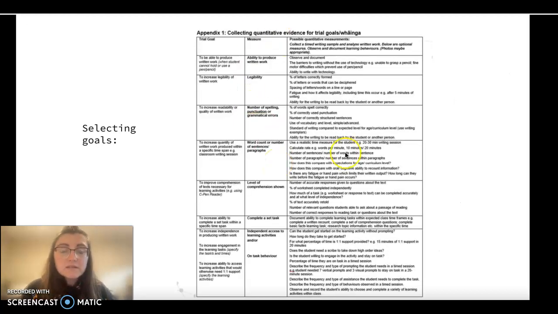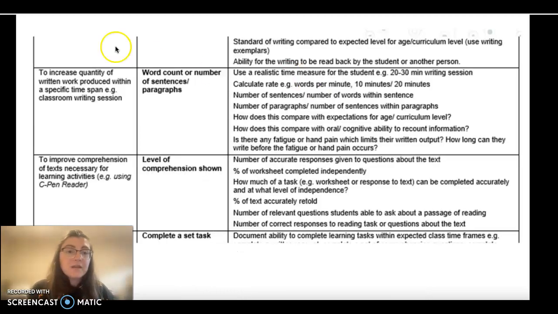So this is at the end of the application, and these are the different goals that you can choose from. And you can see it's got really clear guidelines for how to actually write your pre and your post data. So you can see here, these are the two goals we chose. One of the goals: increase the quantity of written work produced within a specific time span.